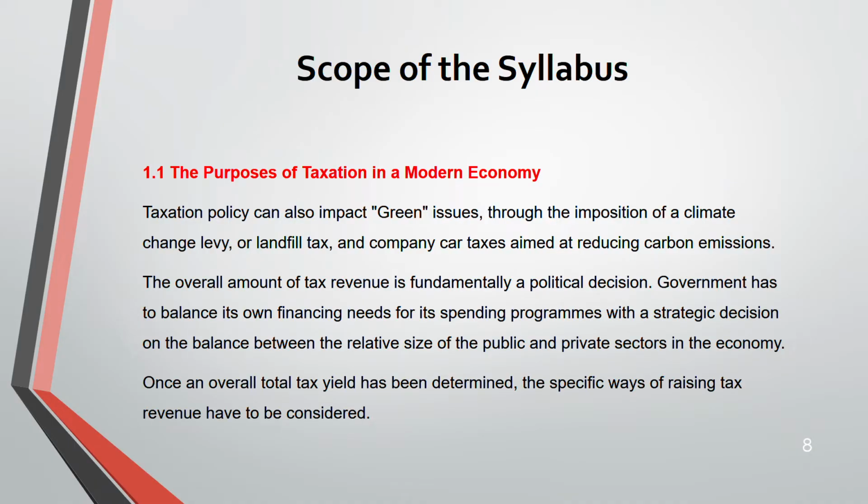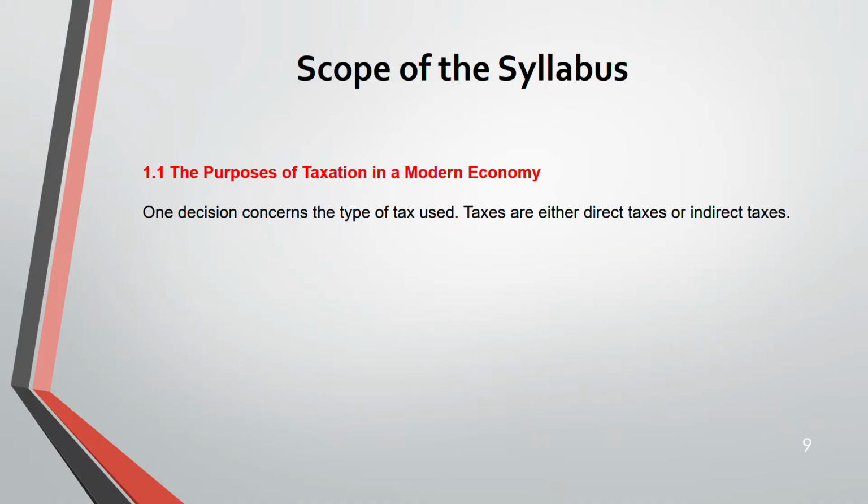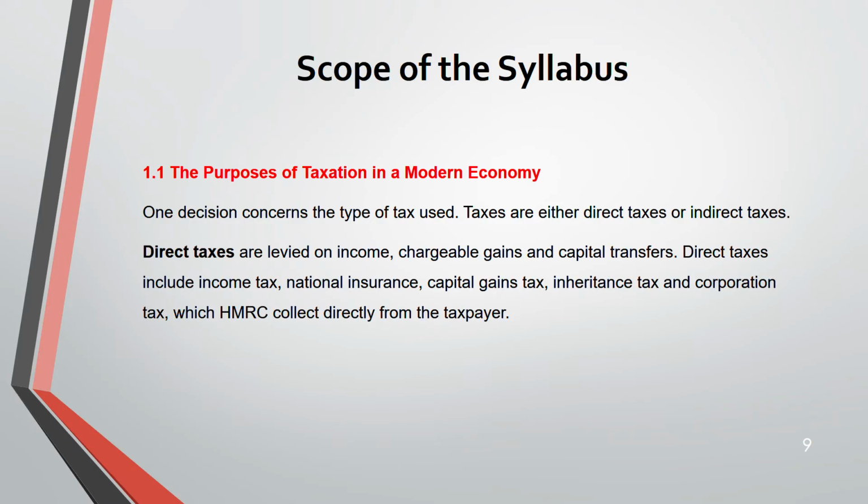Now, so overall, the specific ways of raising tax revenue have to be considered. How are you going to raise the tax revenue? You have to consider. Now, one decision concerns the type of tax used. Taxes are of two types. Remember, direct and indirect tax. Okay, see, we are studying 5 types of taxes. Out of those 5, four are direct and one is indirect. Tell me which one is indirect. Indirect is only VAT. All the other four types are direct taxes: income tax, capital gains tax, corporation tax, and inheritance tax.